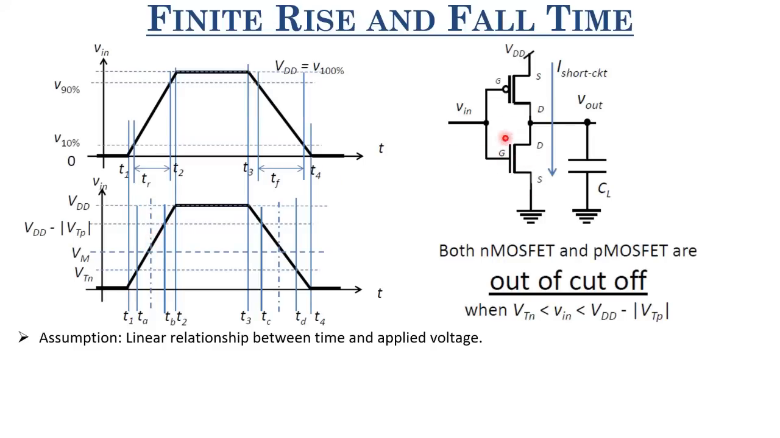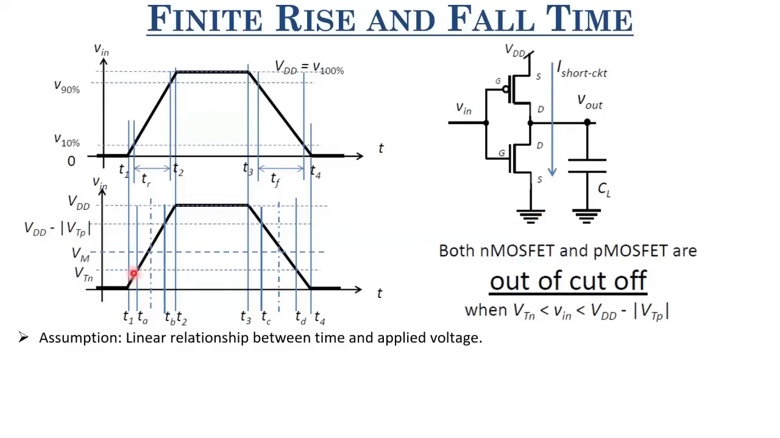This is still on. This is in linear mode now, and this goes close to saturation mode. So even below Vin equals VDD minus mod of VTP, this is out of cutoff. This is in the saturation mode, and this is in the linear mode, and some amount of current flows between VDD and ground, and that is called short circuit current. This short circuit current is maximum when Vin equals VM. Then both of them are in saturation, and they drain the maximum amount of current from VDD to the ground.